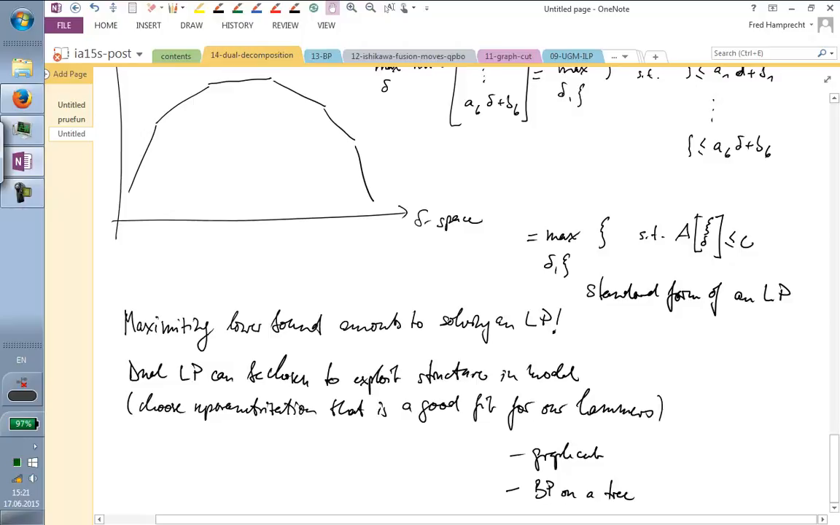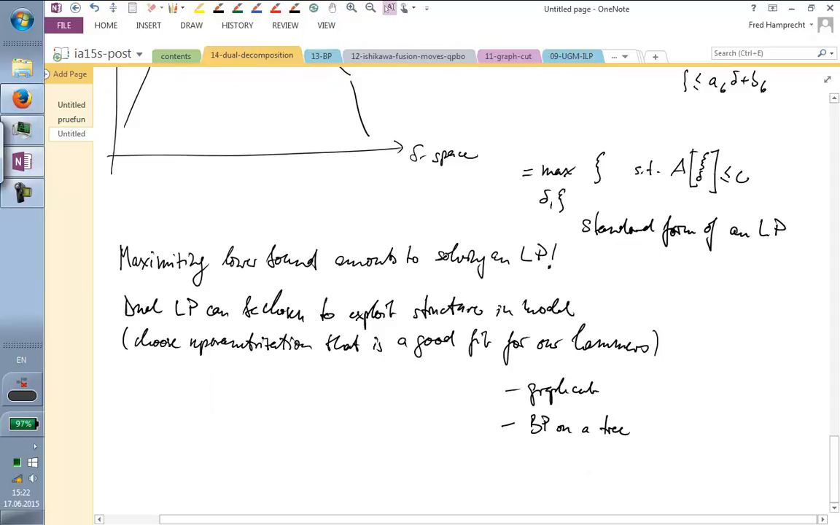The dual LP can be chosen to exploit the structure in the model. We choose a reparametrization that is a good fit for our hammers. So here essentially any polynomial time algorithm.